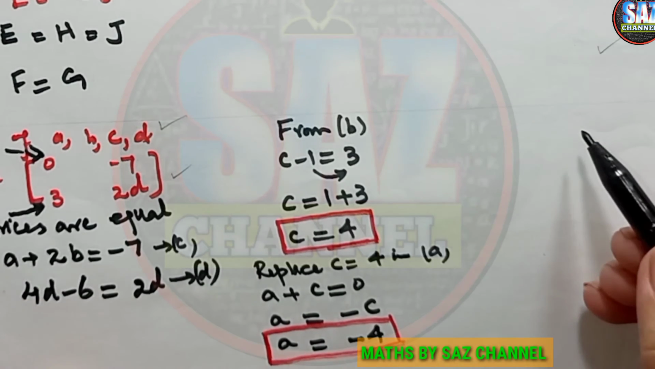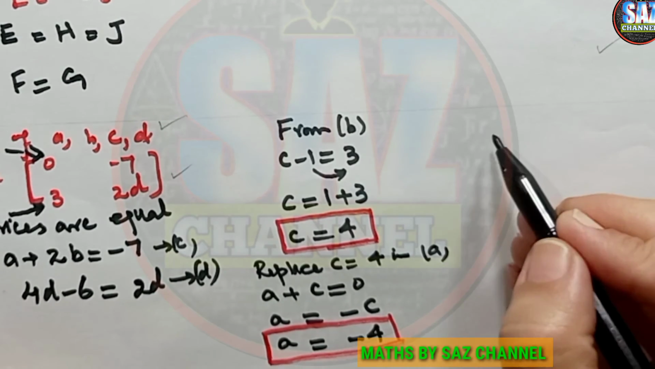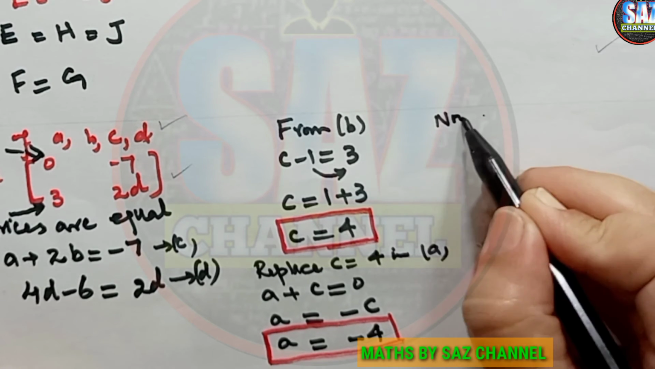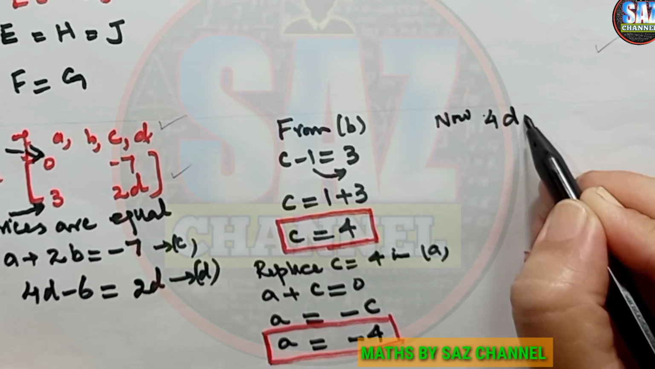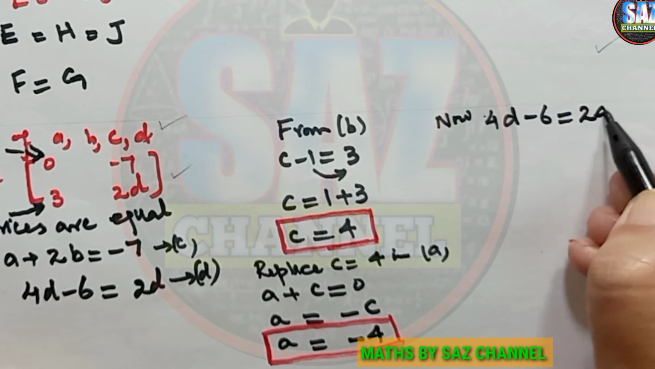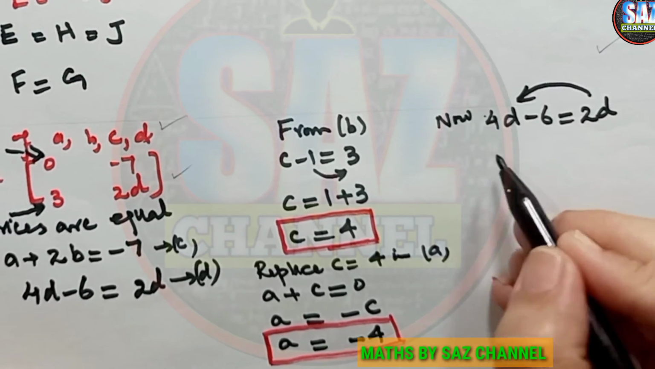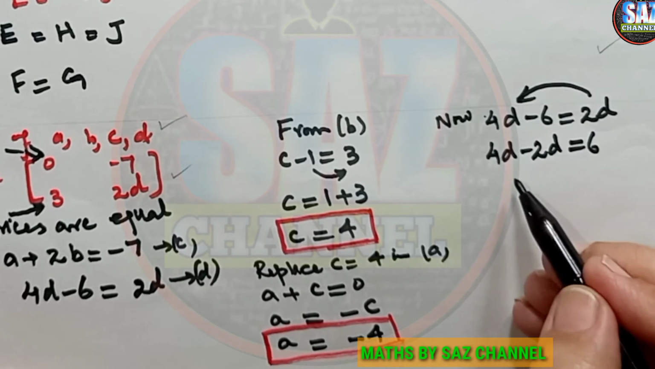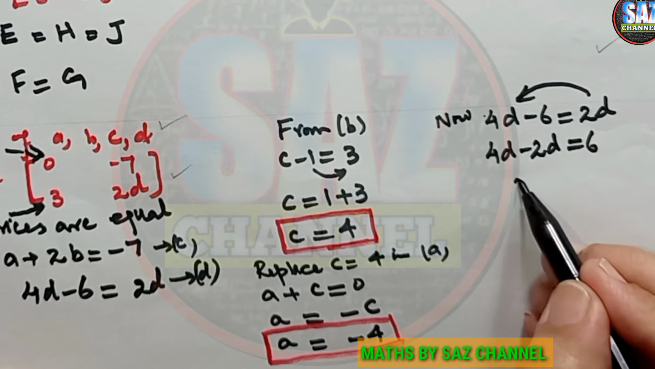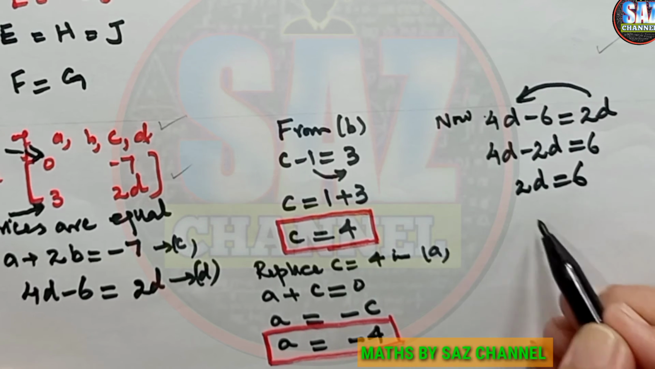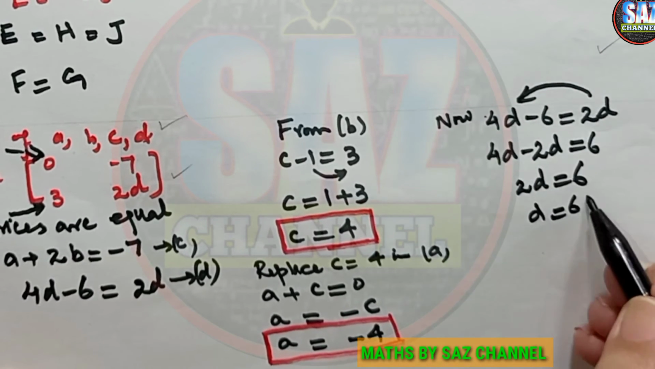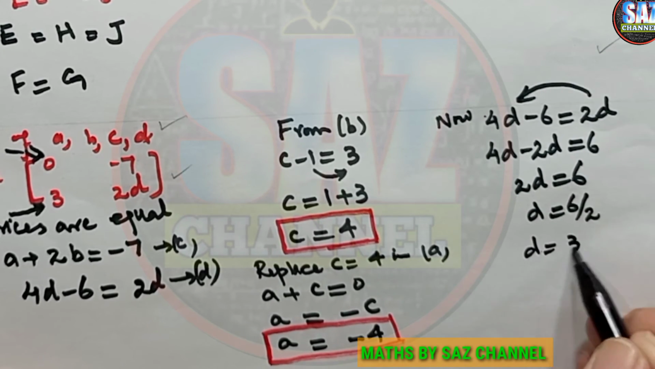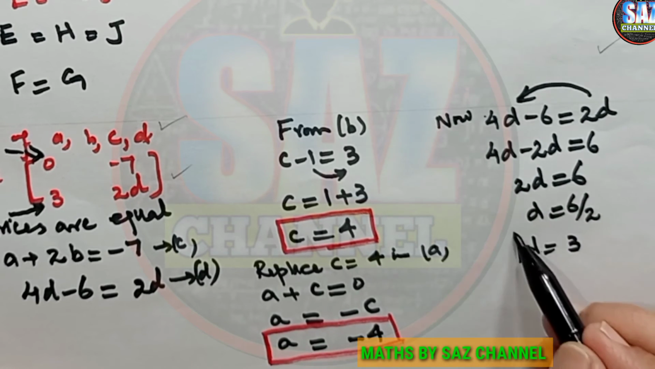If we look at the fourth equation, we can see that we can easily find the value of letter D. Now 4D minus 6 equals 2D. Shift 2D to other side, it will give me 4D minus 2D equals 6. And 4D minus 2D is 2D equals 6. D equals 6 upon 2 and D equals 3. I hope you are clear about this calculation.